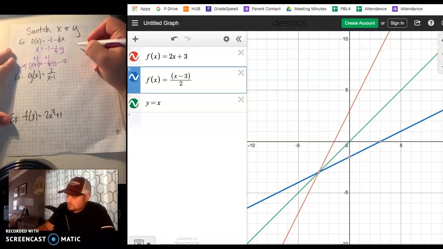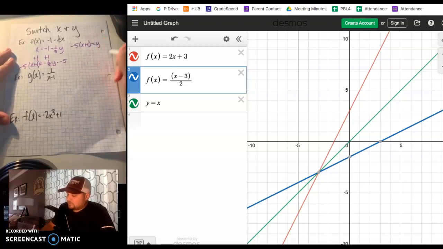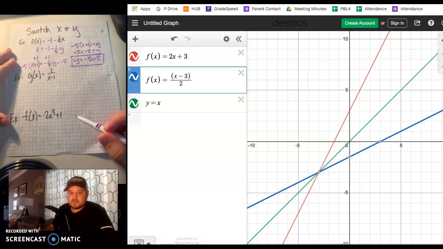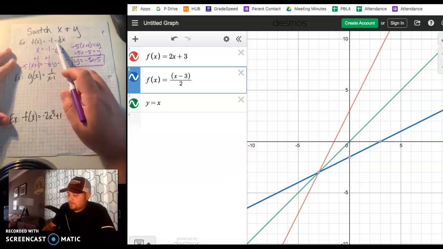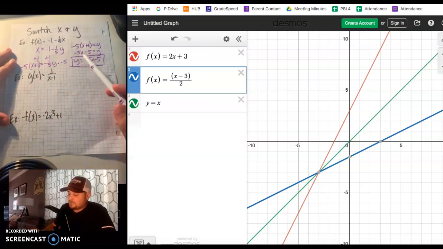And so what I end up with is negative 5 times x plus 1, which I can distribute in a second, equals y. So let's go ahead and distribute, so that'll be negative 5x minus 5 equals y. Then let me just switch the sides so that it looks a little better. And so this function is the inverse of that original function. I had the function f of x equals negative 1 minus 1/5 x, and when I did the inverse there, I ended up with y equals negative 5x minus 5.